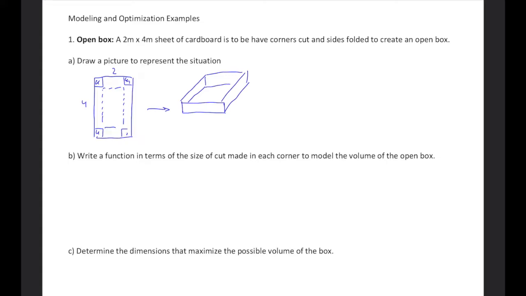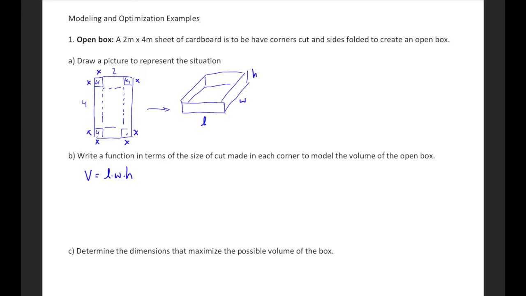Now, we want to write a function to model the volume of that open box. Volume is length times width times height, or rather not always, but that's the volume of a rectangular prism. Looking back, we've got length, width, and height. We don't know how much we cut out of each edge, so I'm going to give that a variable. I'm going to call that x. Each time we're cutting squares out of x length on each side.